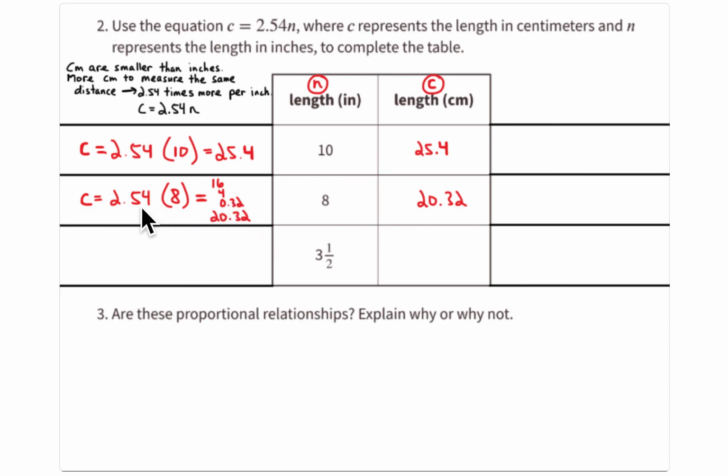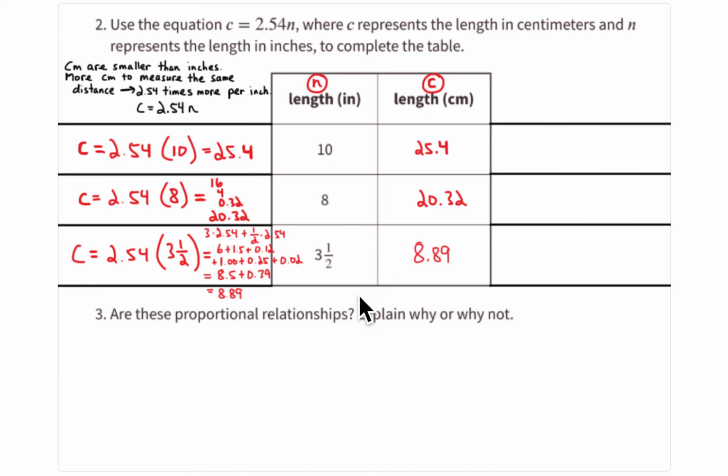How can you do this relatively easily in your head? Well, 8 times 2 is 16. 8 times 5 is 40. So 8 times 5/10 is 4. And 8 times 4 hundredths is 32 hundredths. 8 times 4 is 32, 32 hundredths. Add all these together, you get 20 32 hundredths centimeters.